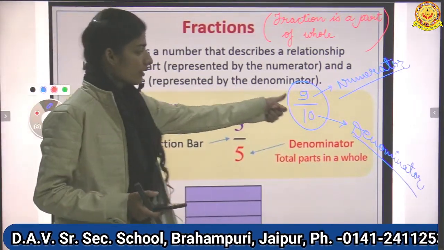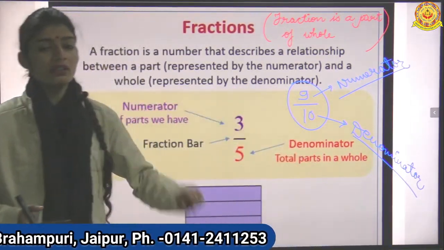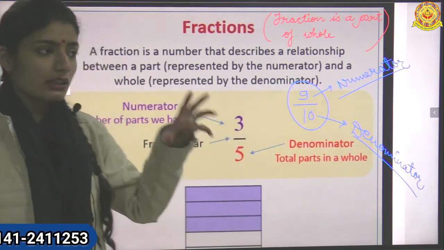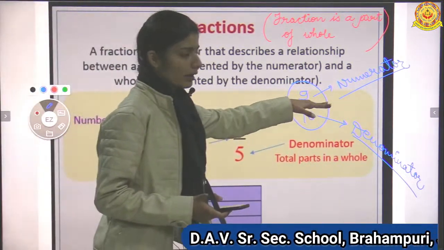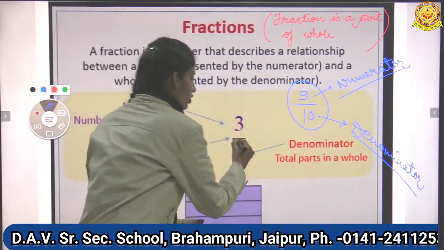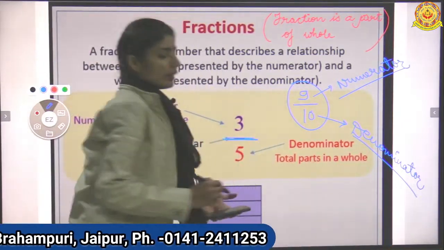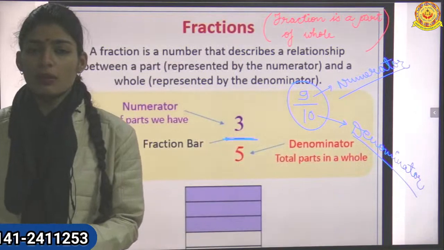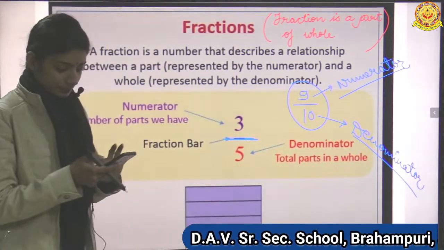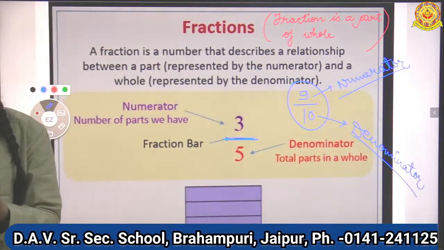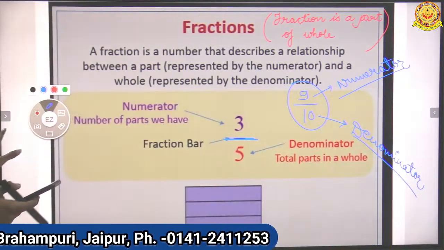This one is the numerator and this one is the denominator. The upper one is the numerator, that means a part of anything, and the number that is written under the fraction bar, this is said to be the fraction bar, is represented by the whole number. Okay. Is this clear to everyone?